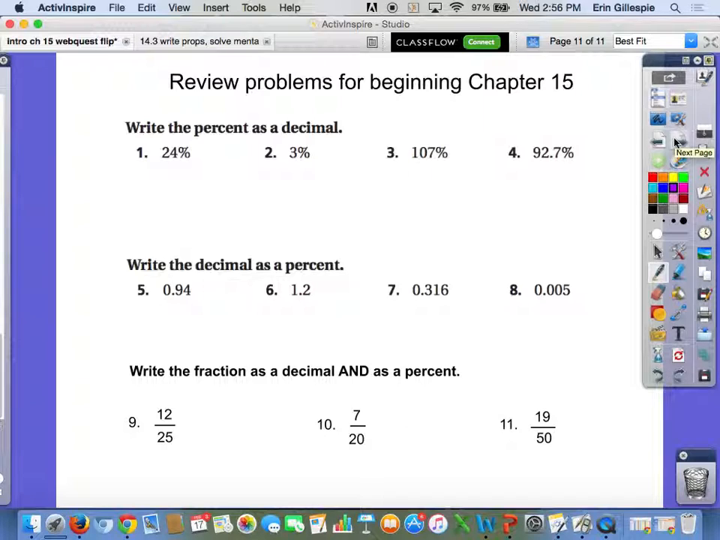So these are the problems. Going through that video, you should now know how to do all those problems. So go ahead, fill those out. The way you get stamped for this section of the webquest is to go show Mrs. Gillespie these answers. She will check them. If they're right, you will get stamped. If they're wrong, she will make you go back and fix them. Good luck.